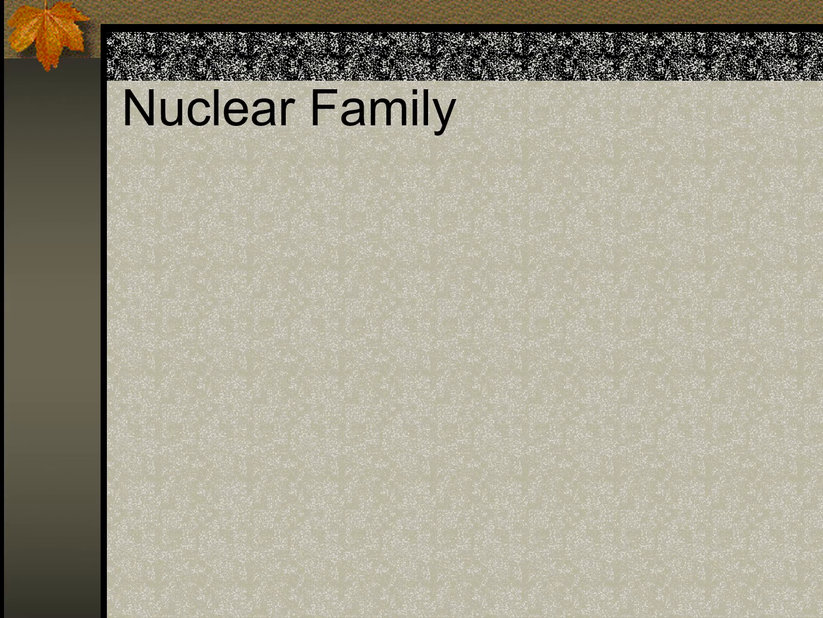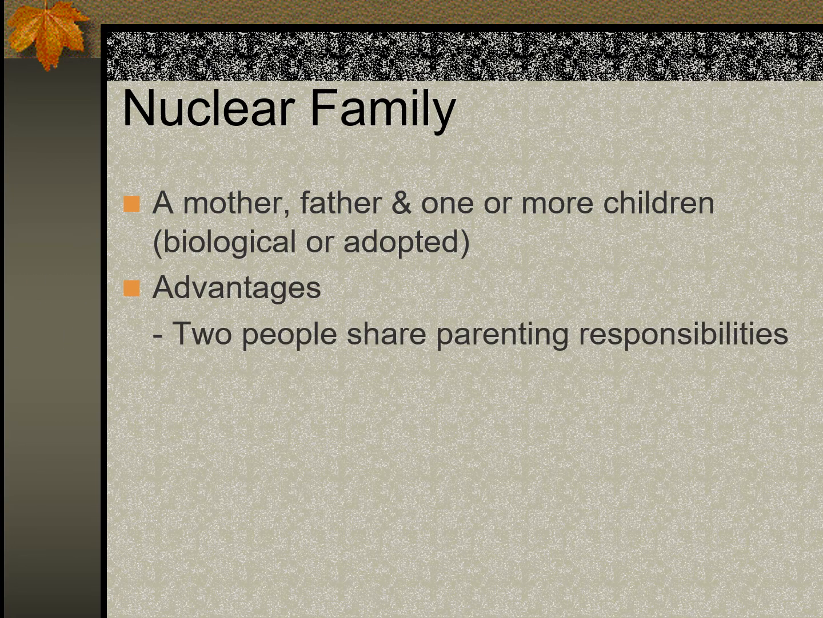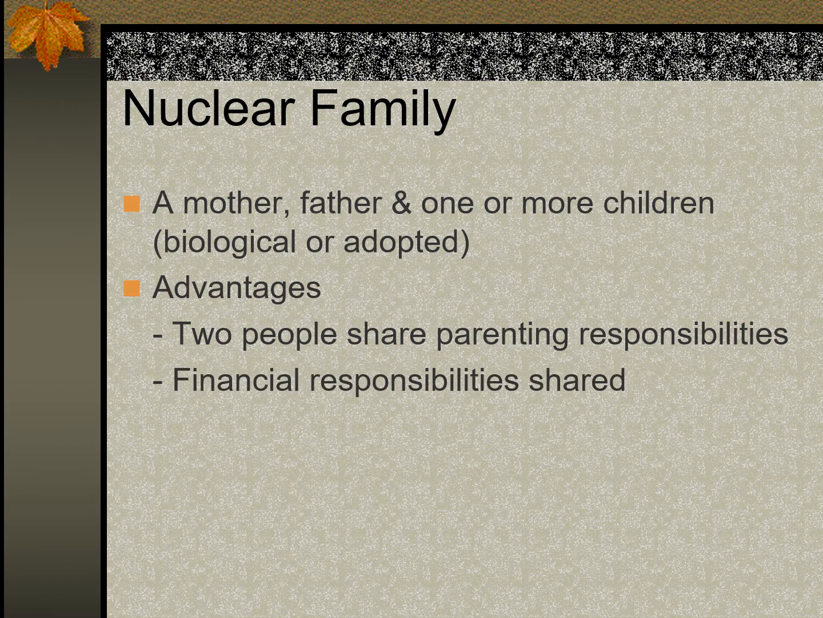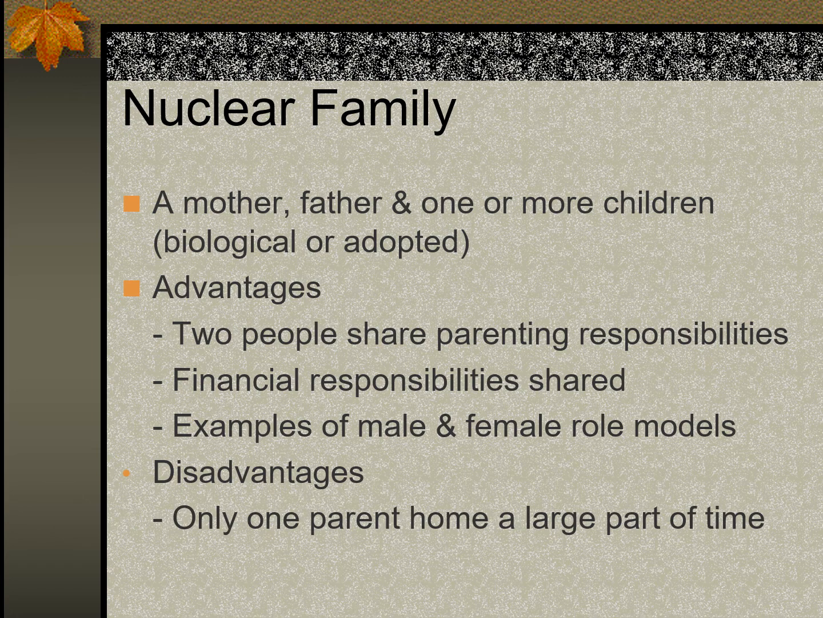So we have these different family types. The first one is the nuclear family, which is a mother and father and one or more children, biological or adopted. So a mom, a dad. In some cases, you obviously have cases with two moms, two dads, however you want to spin it, and then one or more children. So there's lots of advantages to this. Obviously, two people sharing parenting responsibilities, financial responsibilities shared. Once again, you have examples of male and female role models. And then in some cases, disadvantages: one parent is home a lot less.